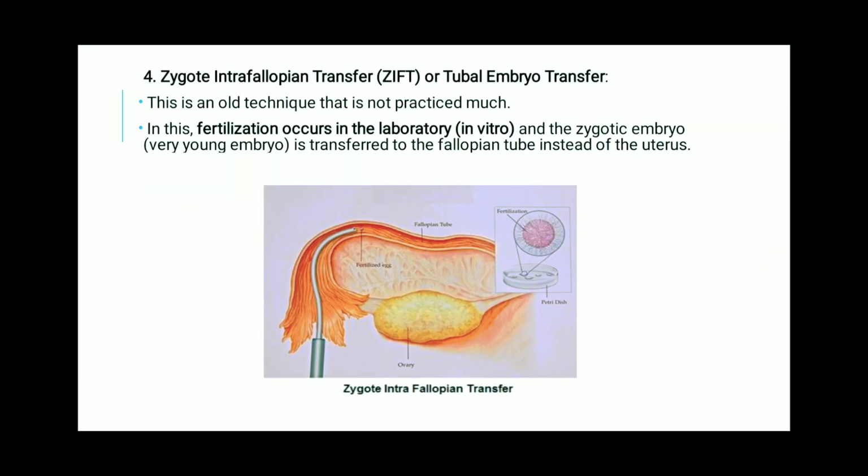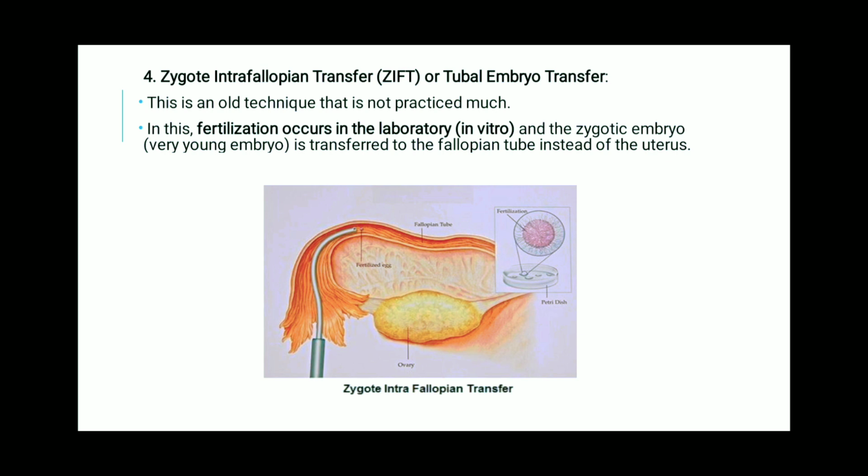The fourth technique is zygote intrafallopian transfer, or ZIFT, or tubal embryo transfer. This is an old technique, so it is not practiced much now. In this, fertilization occurs in the laboratory and the zygotic embryo, a very young embryo, is then transferred into the fallopian tube of a female instead of the uterus, as it is a very early stage embryo.